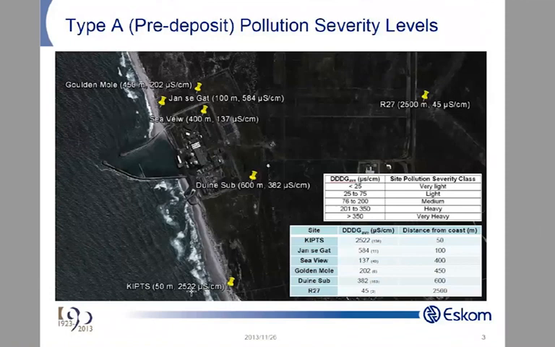Extreme, okay? And look here, Dana substation was a sub that was built when the nuclear power station was built. It was the supply. It's here in the heavy, okay? And very heavy, but it's not so extreme as here. So now we got an idea of the pre-deposit pollution levels.